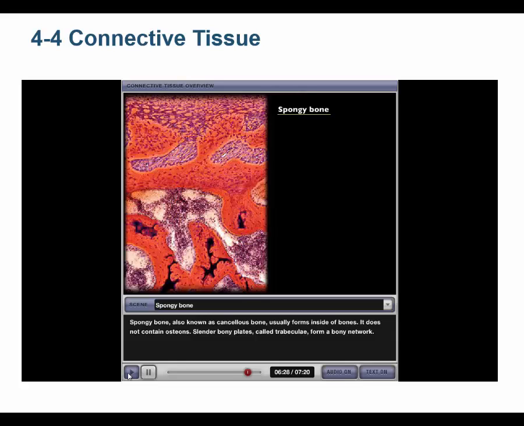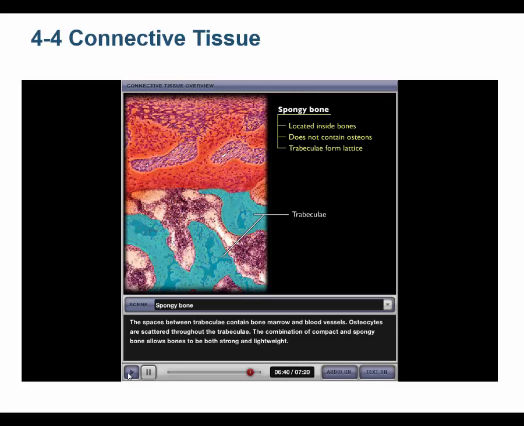Spongy bone, also known as cancellous bone, usually forms inside of bones. It does not contain osteons. Slender bony plates, called trabeculae, form a bony network. The spaces between trabeculae contain bone marrow and blood vessels. Osteocytes are scattered throughout the trabeculae. The combination of compact and spongy bone allows bones to be both strong and lightweight.